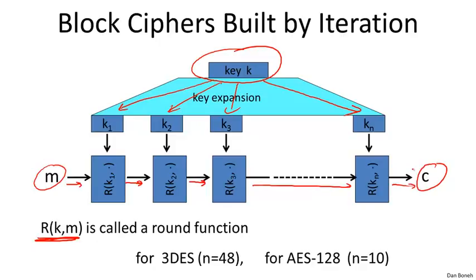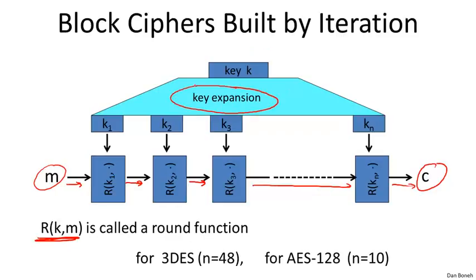I just want to be clear that to specify a block cipher of this type, one needs to specify the key expansion mechanism, and one needs to specify the round function. In this segment, I'm going to focus on the round function, and I'm not going to talk much about key expansion, but I just wanted to mention that key expansion is also a big part of describing how a block cipher works.